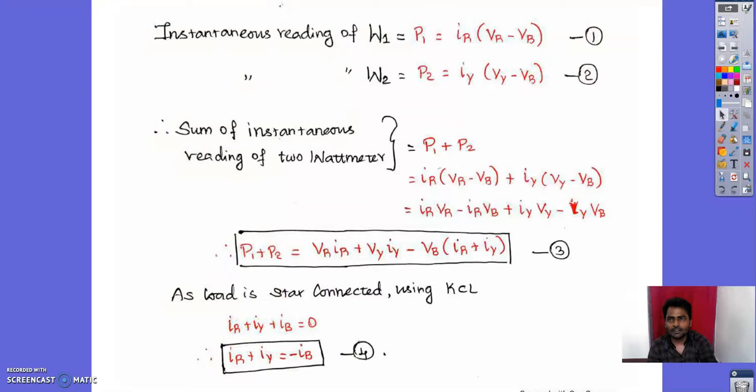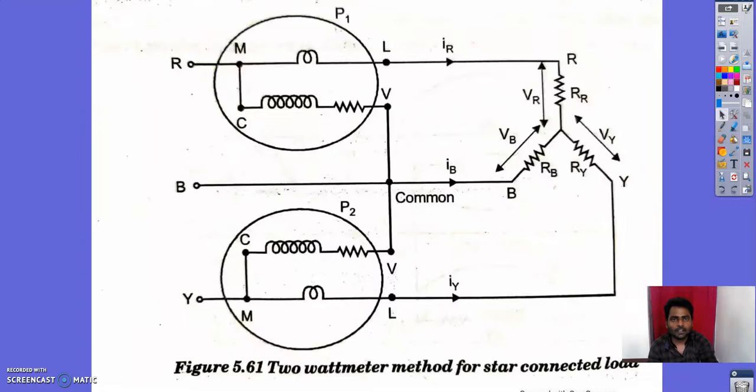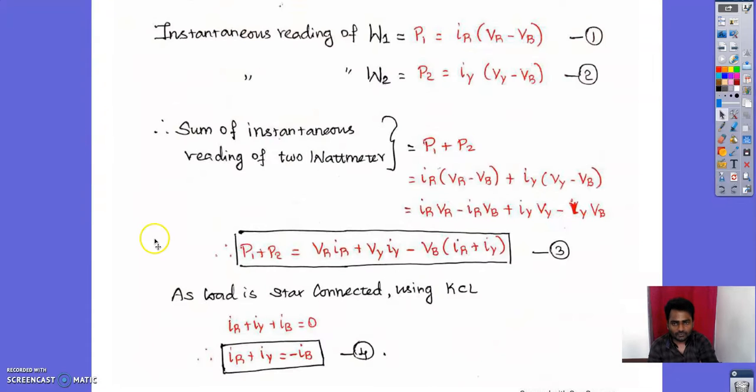So as the load is star connected, by using KVL, we can understand that if you apply KVL in the system, you will be clear that sum of current entering the node is equals to sum of current leaving. So there is no leaving current. So IR plus IB plus IY is equals to 0. That is why it is termed so. IR plus IY plus IB is equals to 0. So this says that IR plus IY is equals to minus IB. So instead of IR plus IY, we are going to substitute minus IB here.